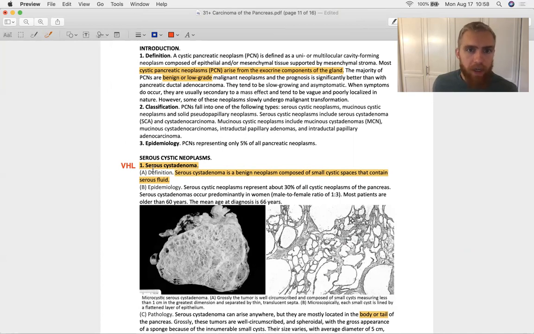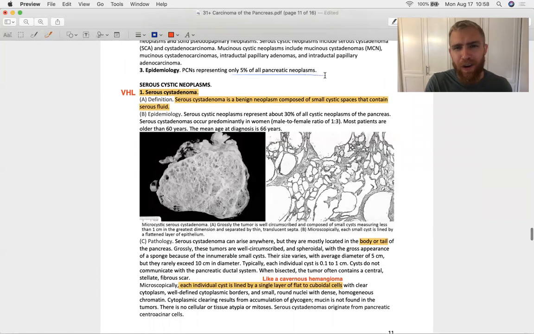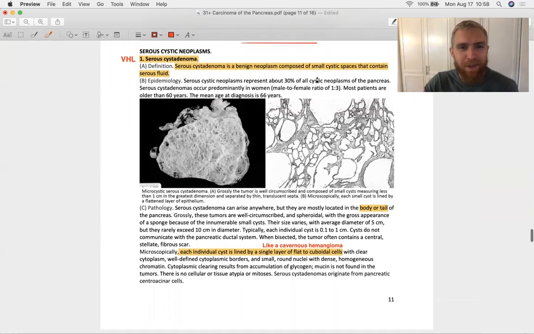Most cystic pancreatic neoplasms arise from the exocrine components of the gland. They are benign or low-grade malignant neoplasms, and the prognosis is significantly better than with a ductal adenocarcinoma. So it's a neoplasm. What does that mean? It's got clonality and it's got hyperactive growth. However, it's not invasive, so it's not cancer. They tend to be slow growing and asymptomatic, and they've got a lot of different categories, and let's run through them. They're only 5% of all pancreatic neoplasms, which, I mean, what better cue could they give us? You know, like, obviously we're going to get a test question about this, 5%.